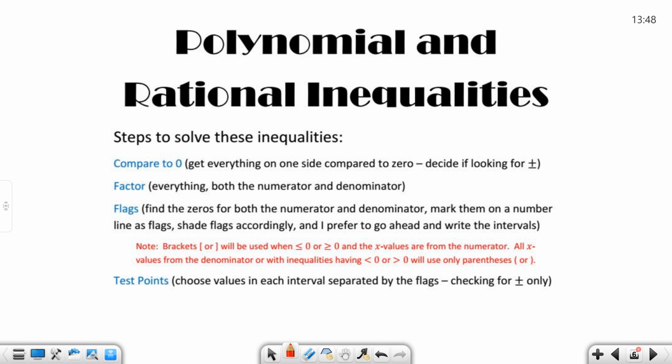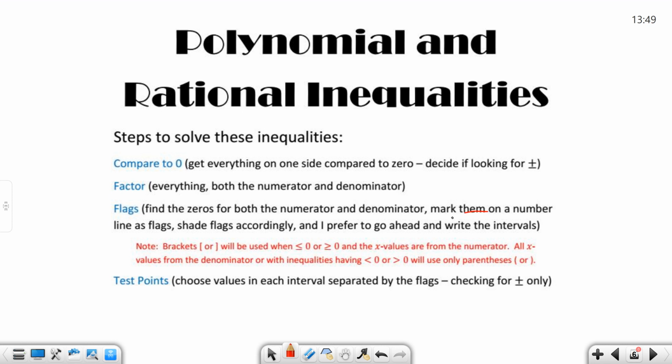Then we find test points. We choose values in each interval separated by the flags. When we plug the test points in, we plug them into our factored form. And we only check if it's positive or negative. We don't care if it's 9 or 99, they're both positive, so we put a plus. We just care about positive or negative.